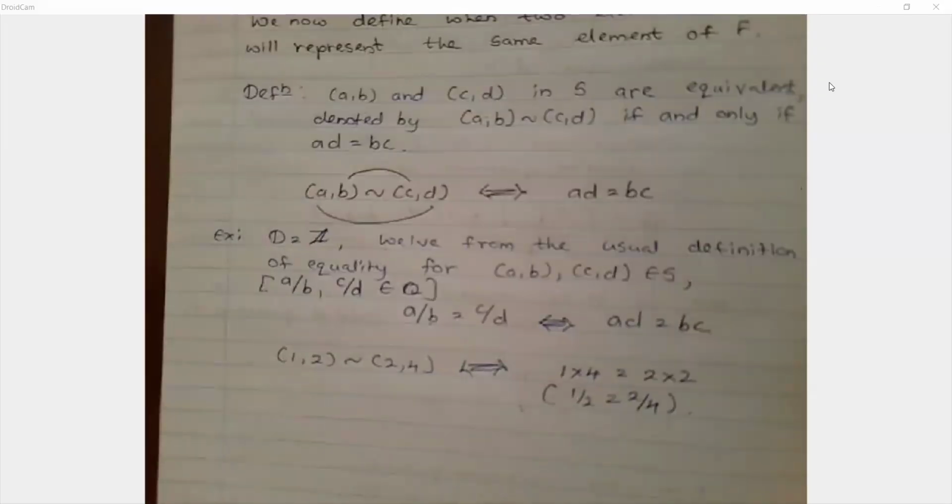Okay. With this, we get to our first lemma under this section. This given relation, which is denoted by tilde, is an equivalence relation. The relation defined above is an equivalence relation.